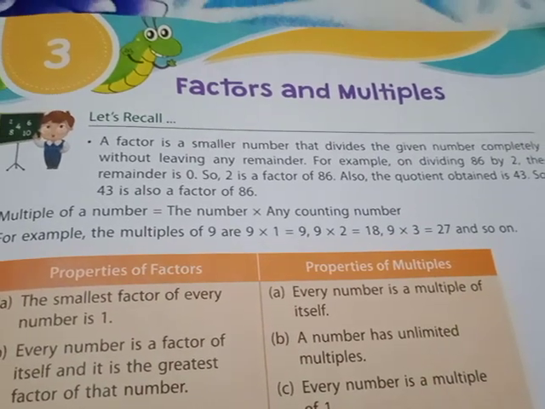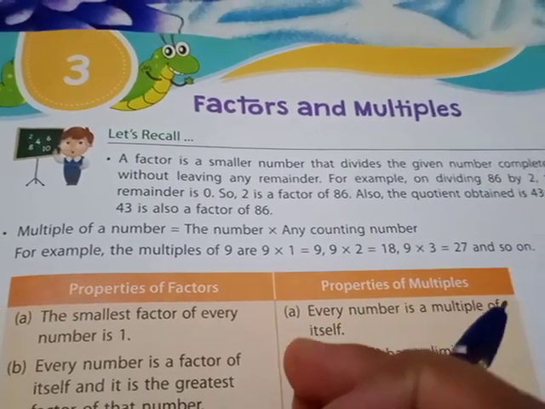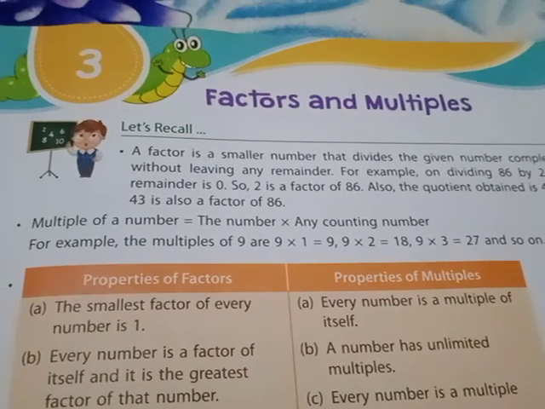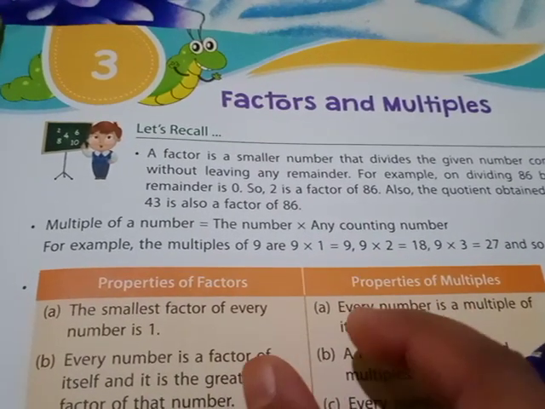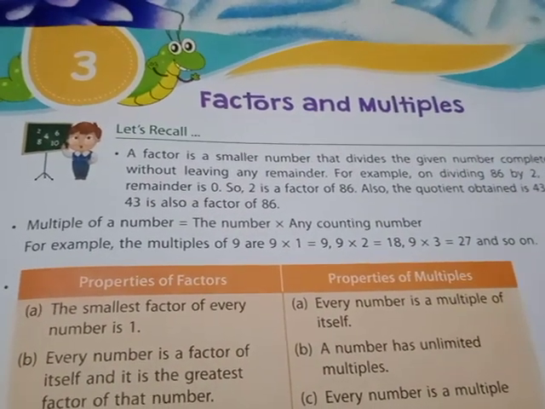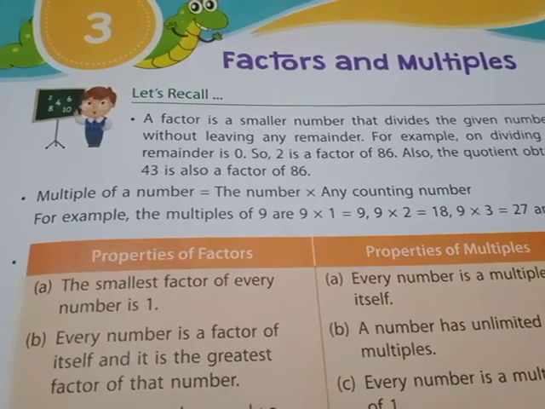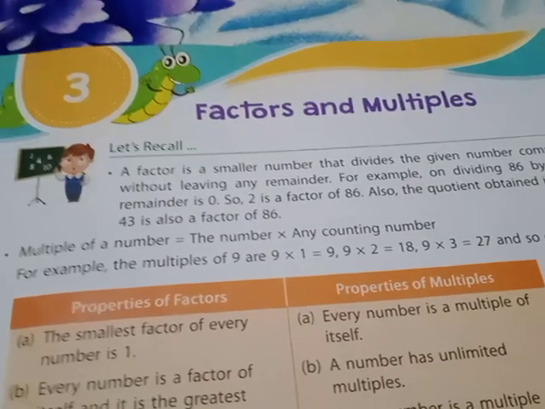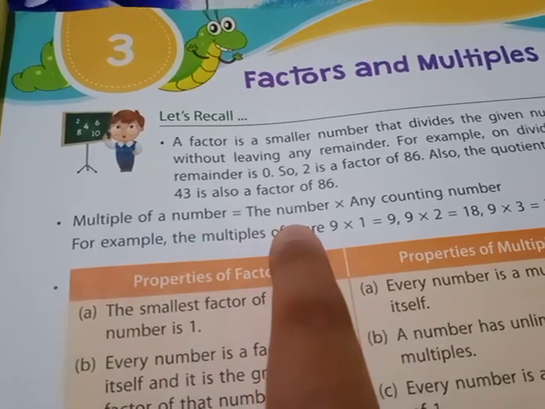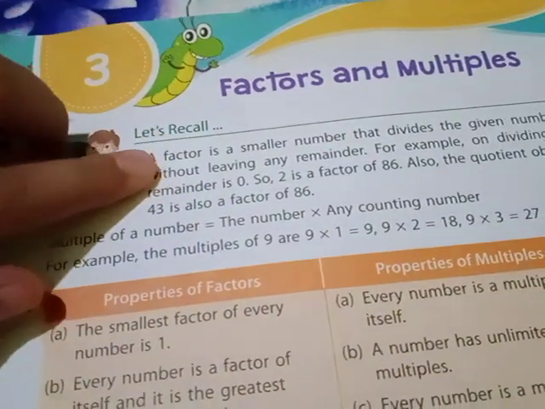So in simple words, just remember this thing. If it is asked to write the factors of some given number, suppose write the factors of 48, write the factors of 24, just keep in mind that 48 is coming in which all tables. 48 is divisible by which all numbers. All those numbers and all those tables will be considered as its factors. Clear? Then a multiple of a number equals the number multiplied by any counting number. So factor is clear, right?